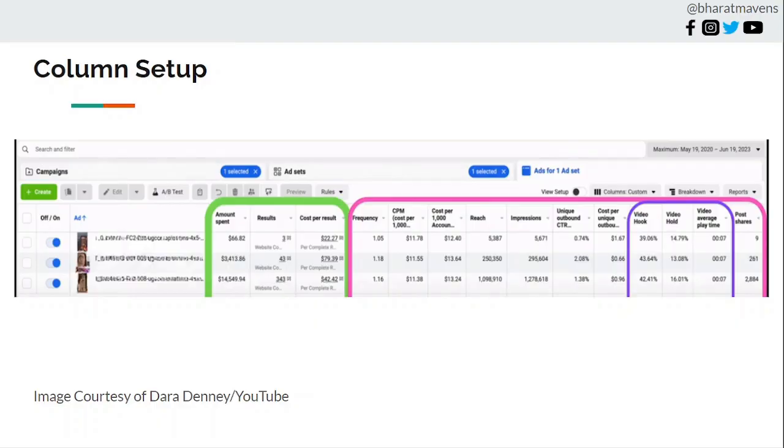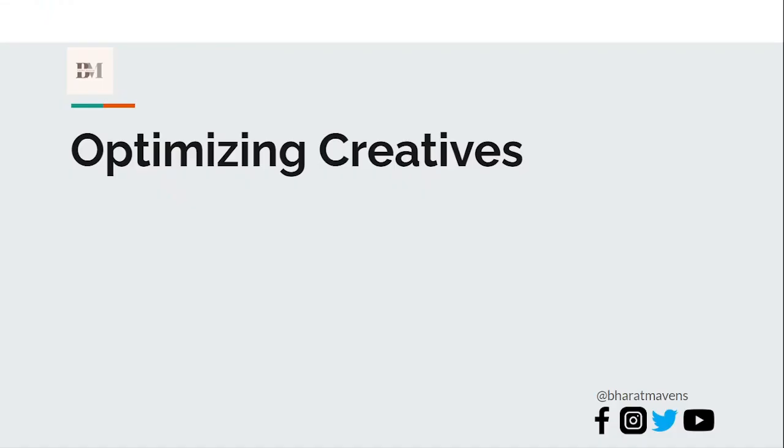Now what's a video hook? This is nothing but 3-second video views divided by your number of impressions. What's a video hold? It's your 15-second video views divided by the number of 3-second video views. Then video average playtime is the average playtime of the viewers who are viewing the video.